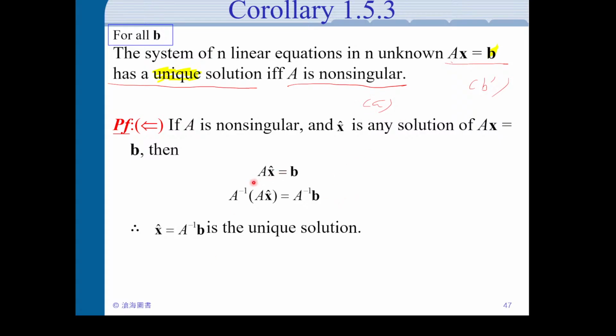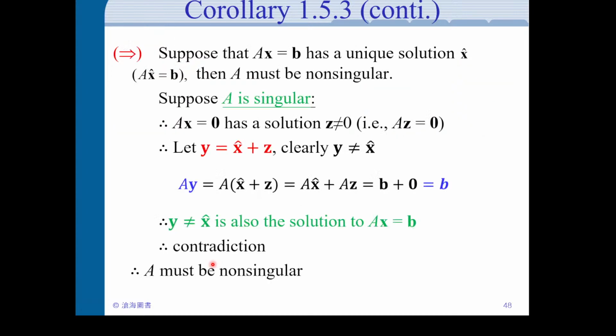Yeah, so it's similar to the previous proof. From A to B, if A is non-singular, then for Ax = b, we multiply A inverse on both sides. Then we have that x equals A inverse times b. And so x must be this unique vector that's just A inverse times b. Yeah.